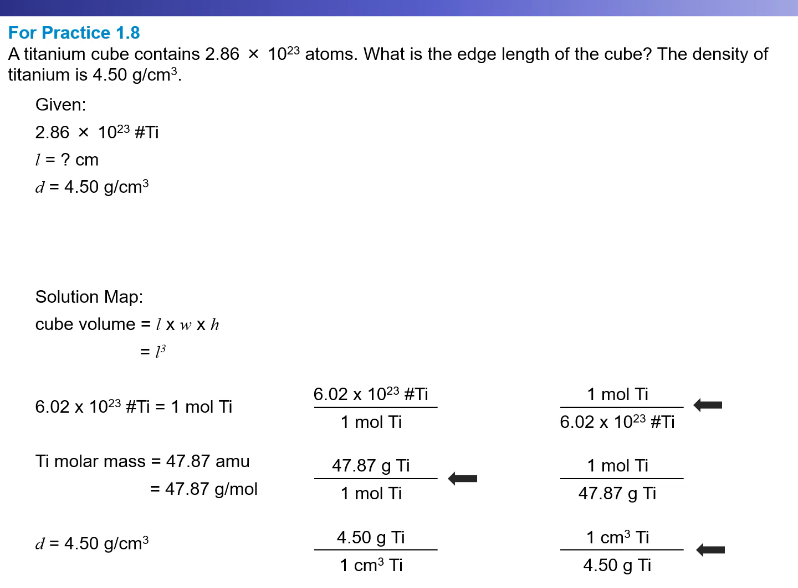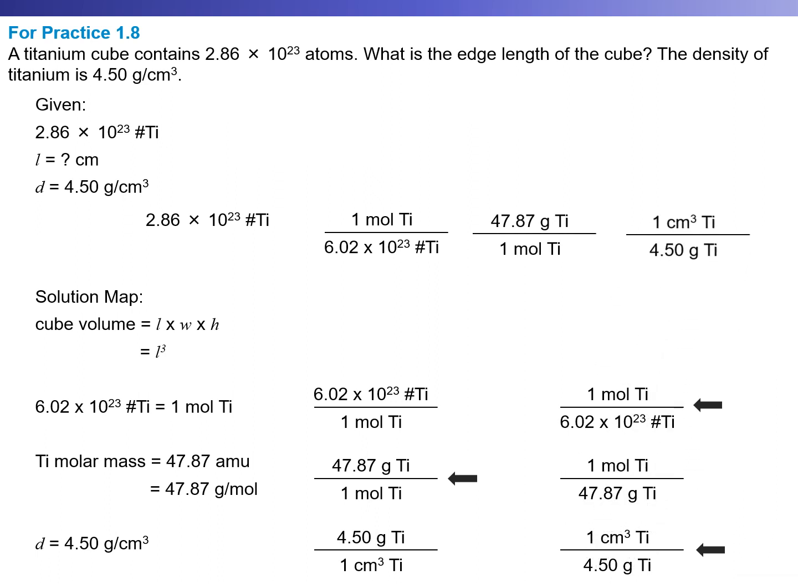Let's just get the skeleton of our problem in place. So we're going to start with what we're given, which is 2.86 times 10 to the 23rd number of titanium atoms. And we're going to take our first conversion factor and drop that in, and our second conversion factor and drop that in, and our third conversion factor and drop that in. And now we have the skeleton of our equation that we're going to utilize to solve at least part of this problem.